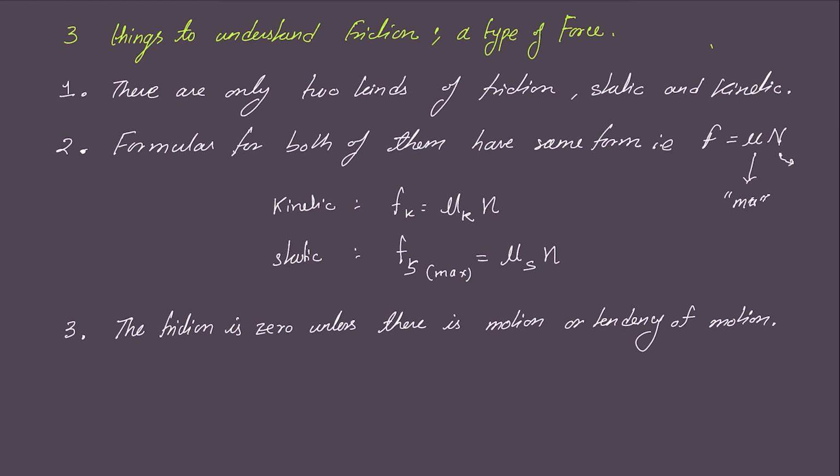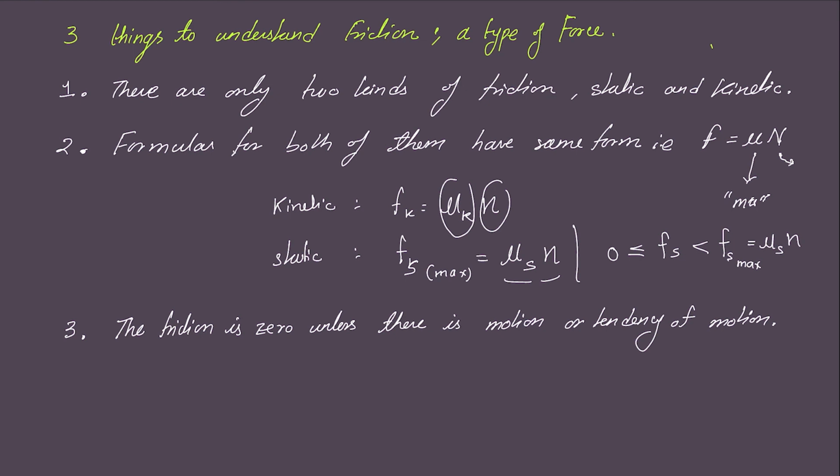For kinetic friction, there is just one value, and that is the normal reaction multiplied by the coefficient of kinetic friction, that is mu sub k, and that's it. But static friction can be 0, and the maximum it can go is mu s times the normal reaction. So the minimum value of static friction can be 0, and the maximum it can go to is f_s max, which is equal to coefficient of static friction times the normal reaction. That is the first distinction between kinetic friction and static friction.